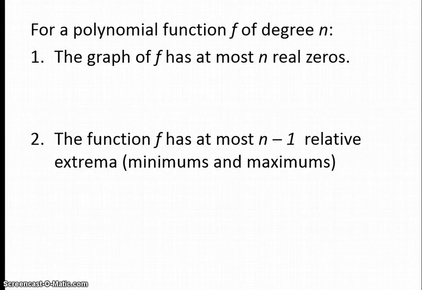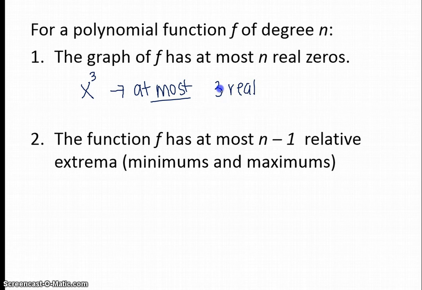For a polynomial function f of degree n, the graph of f has at most n real zeros. So if this was like x cubed, then that would be at most 3 real zeros. That means I could have no real zeros. I could have 1, I might have 2, okay, but I could not have more than 3.